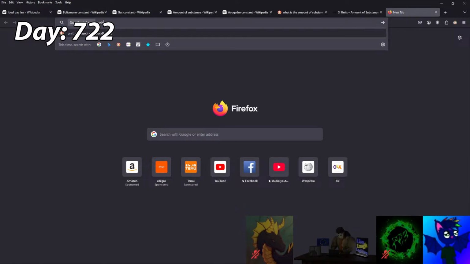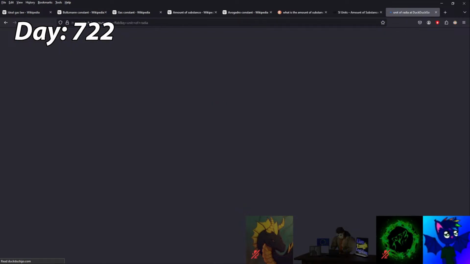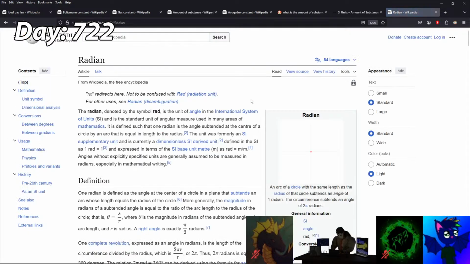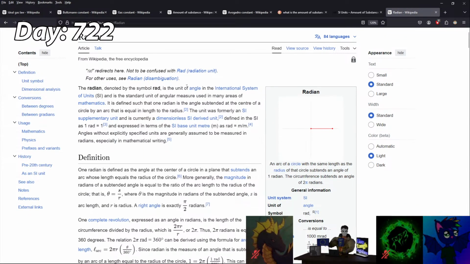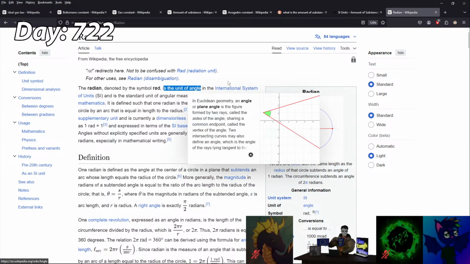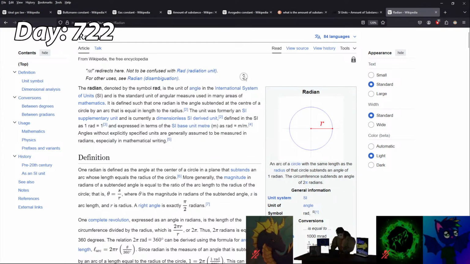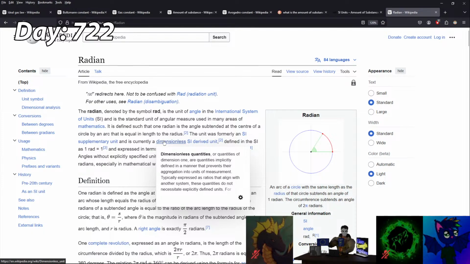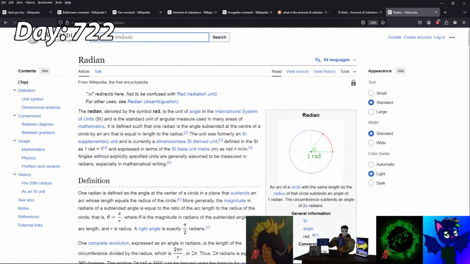Someone's agreeing with me in the chat, so I must be right. But there are random people online agreeing with me, so. Okay, it is the unit. Radian is a unit of angle. It is not dimensionless in the SI. Unless. Okay, no, it is dimensionless. Okay, so radian is dimensionless. Yes. Now degrees.